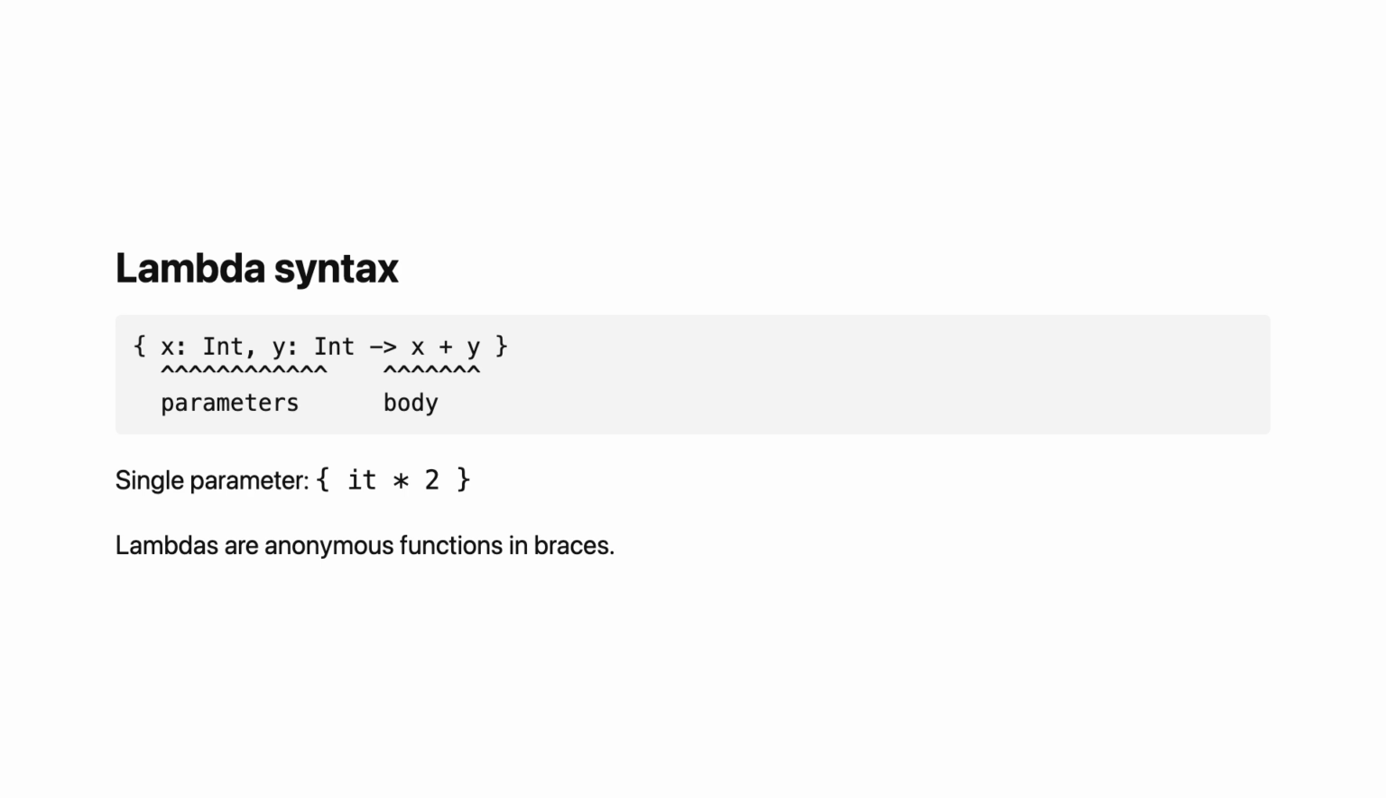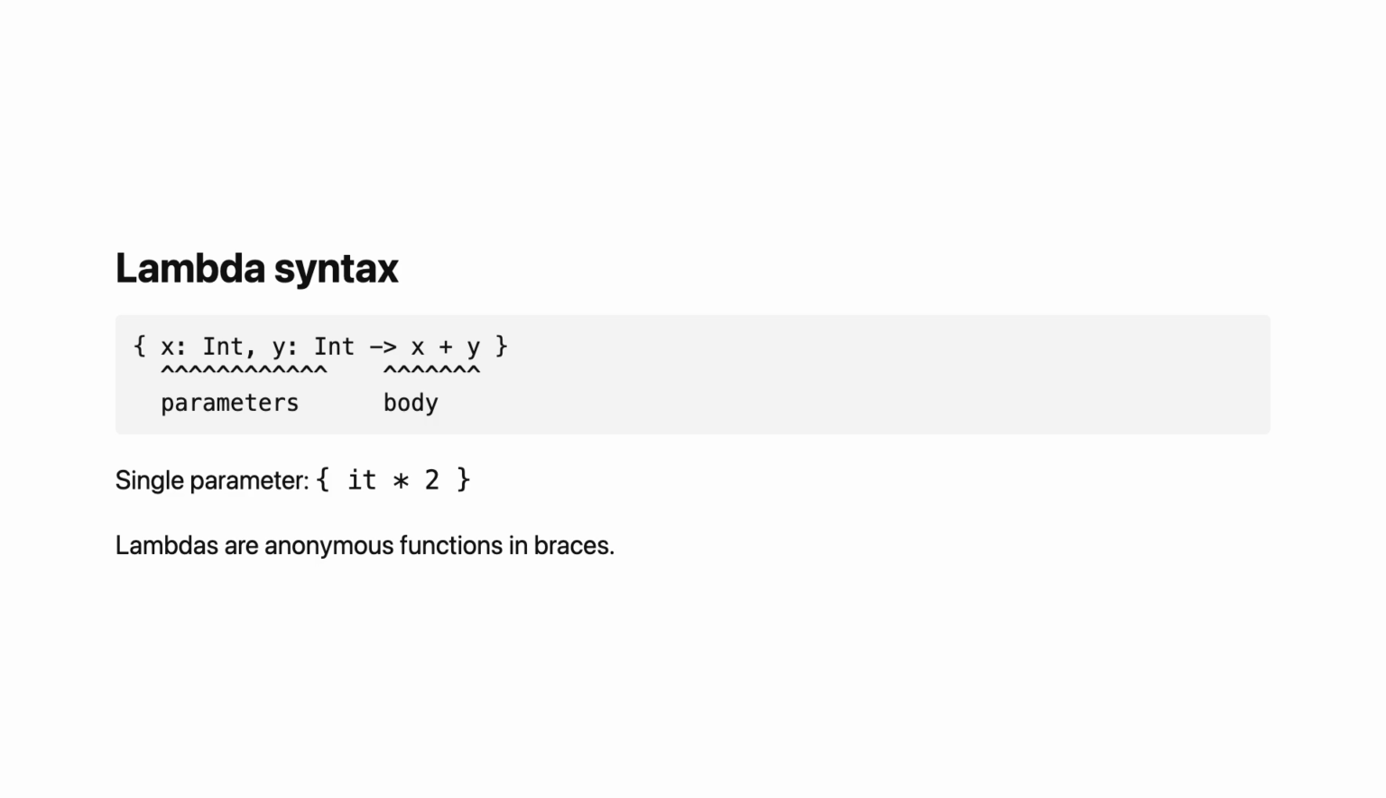If there is one parameter, you can omit the declaration and use it. Open brace it times 2 close brace. The implicit name is it. Lambdas are expressions. They evaluate to a function value that you can use.